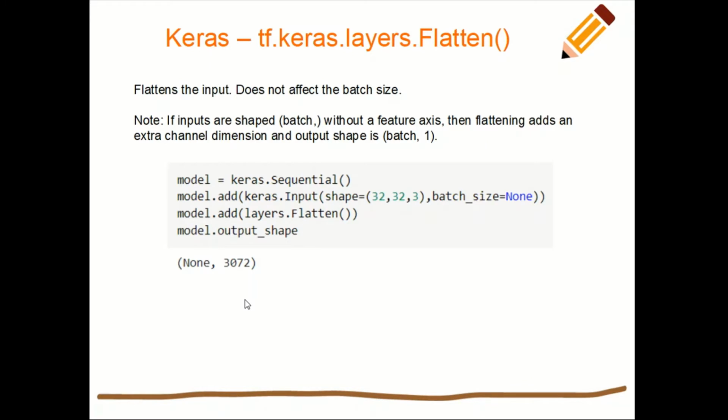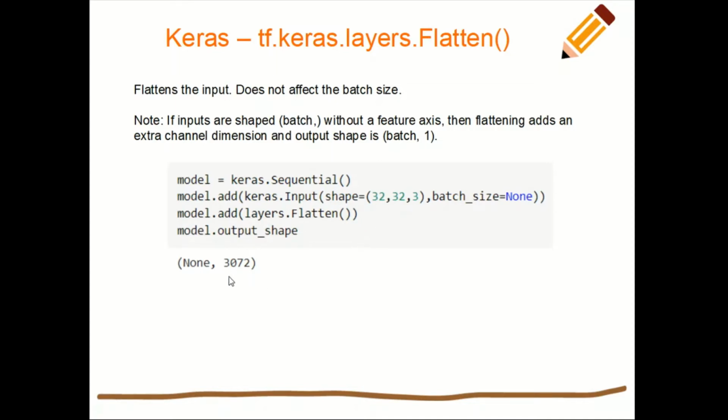The next layer that we want to quickly talk about is the flatten layer, tf.keras.layers.Flatten. The purpose of flatten is this: when we are taking an input, say an image of 32 pixels by 32 pixels by 3 color channels, and we want to feed it to further dense layers, we need to flatten it. We need to make it a one-dimensional vector. That is what flatten is going to do for us.